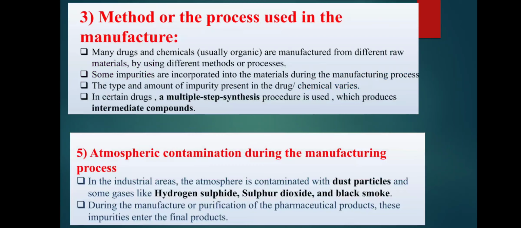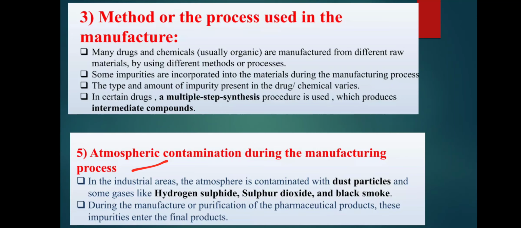See, many drugs and chemicals are manufactured from different raw materials by using different methods. Some impurities are incorporated into the drugs during the manufacturing process. The type and amount of impurity present in the drug may vary. This is especially so where a multiple step synthesis procedure is used, which produces intermediate compounds. In the manufacturing field, you may get impurities during the addition of chemicals and so on. And atmospheric contamination during the manufacturing process is also a major source of impurity.